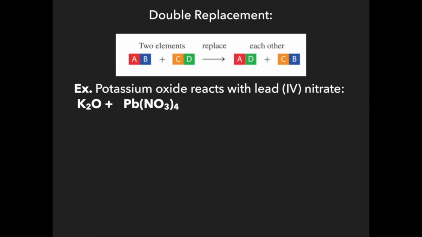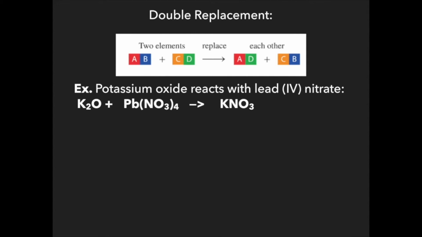Now that's going to produce, I'm going to do innies and outies. So my outies are potassium and nitrate. So potassium, I've got to form a brand new compound now. Potassium has a +1 charge. Nitrate has a -1 charge. So that's going to form KNO3.